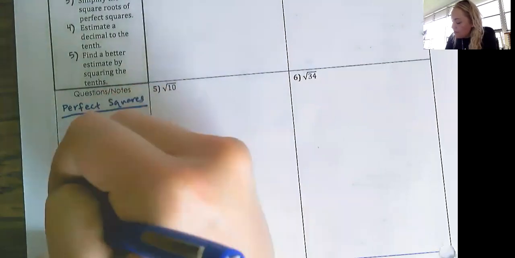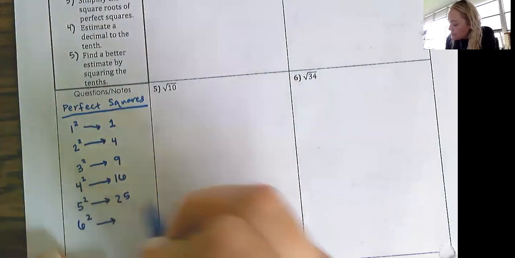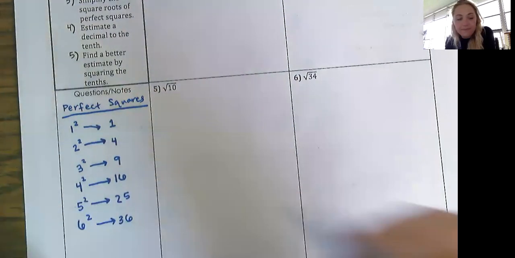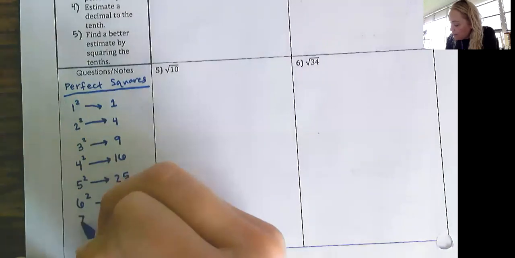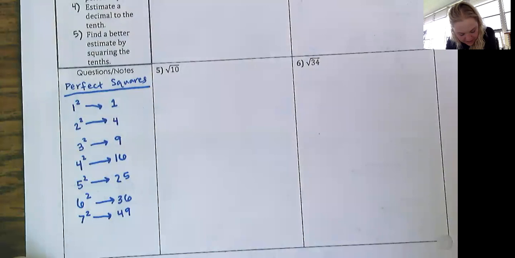5 squared, 5 times 5 gives us the perfect square of 25. 6 squared is 6 times 6. That gives us the perfect square of 36. 7 squared, 7 times 7 gives us the perfect square of 49.